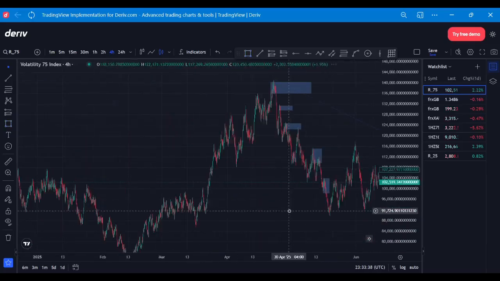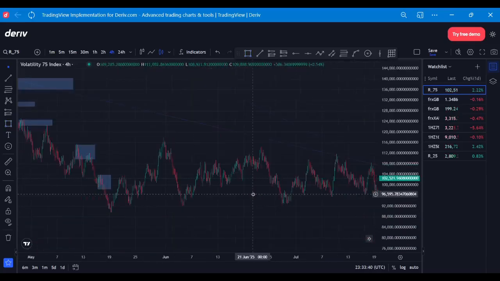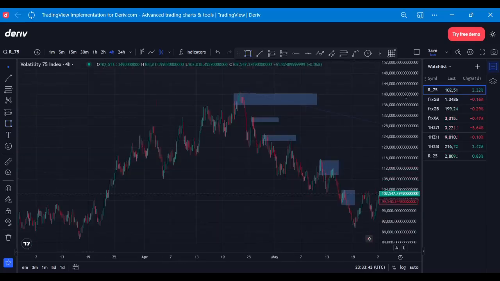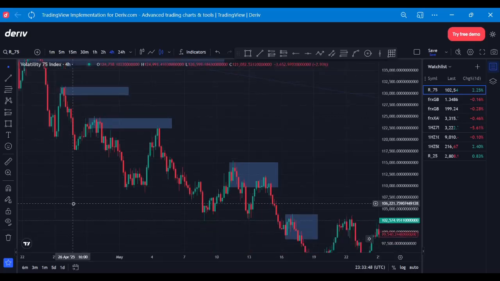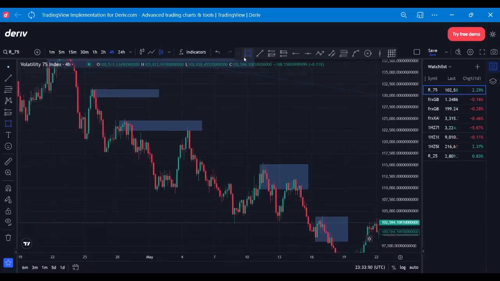So supply level or demand level? Demand, let me show you something. Demand level, the same thing, where price consolidates before a rapid move. So this is a demand level here.